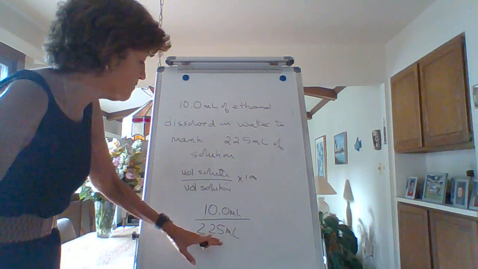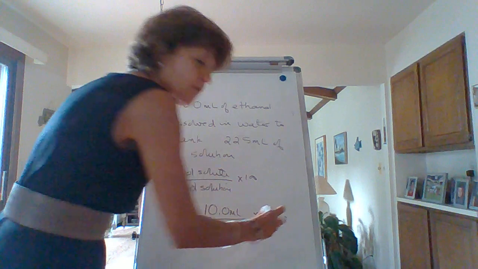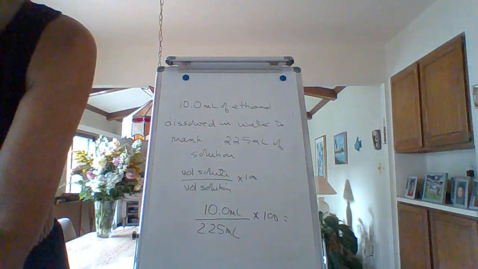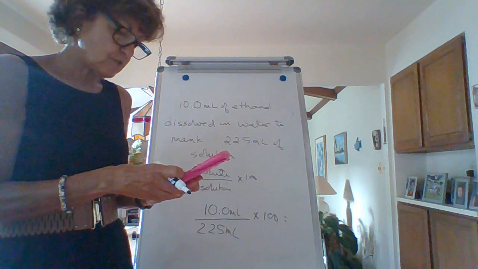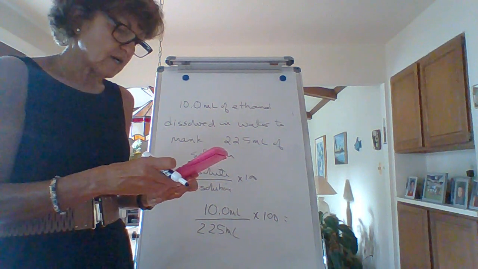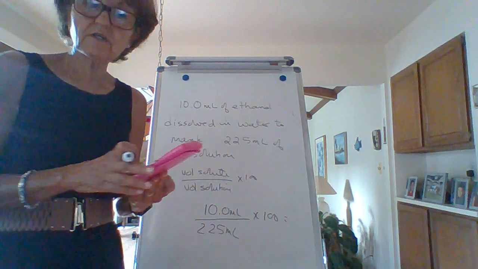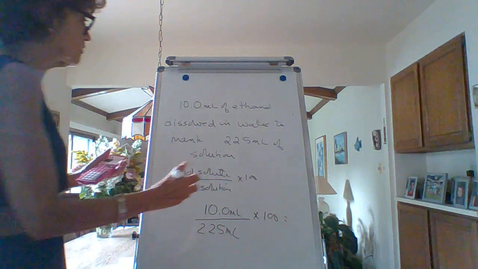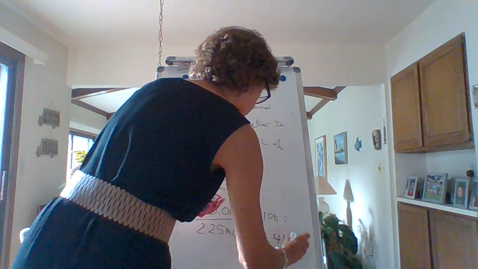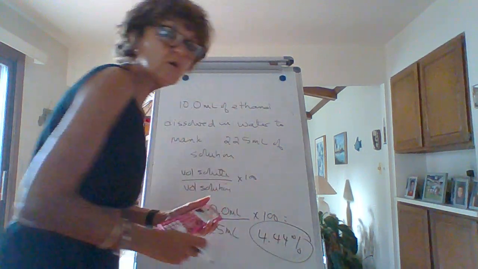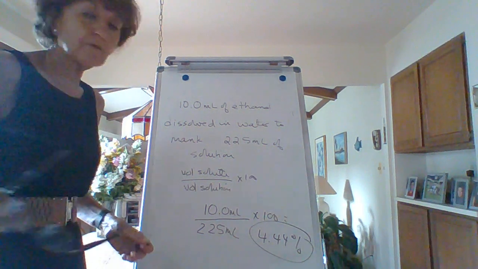So they've already done the addition for us. So 10 mils divided by 225 times 100. I pick up my calculator. You put 10 divided by 225 times 100. And you get 4.444, 3 sig figs also, and you end up with 4.44%. Okay, that's your percent by volume. So that's the terminology here.